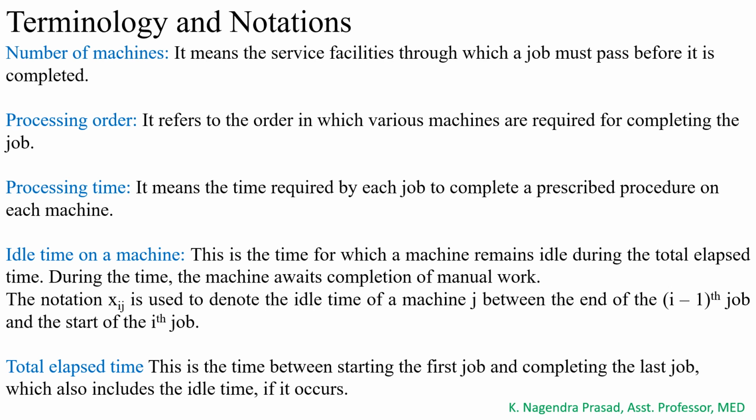So next terminology is the total elapsed time. This is the time between starting the first job and completing the last job. So it also includes the idle time. So total elapsed time includes the idle time as well as the total processing time.